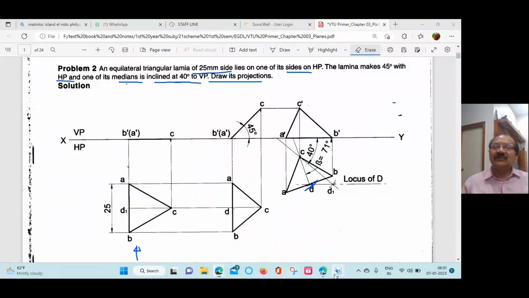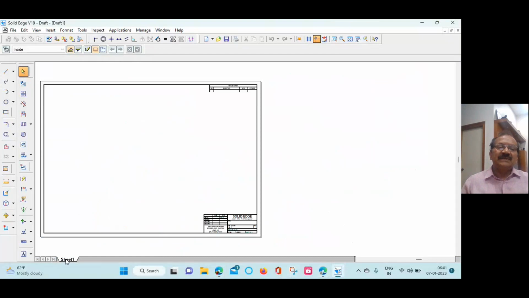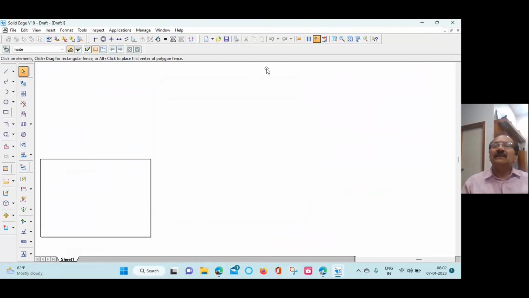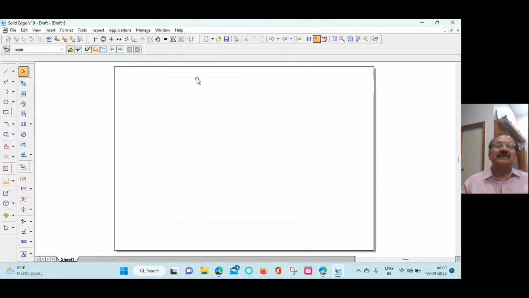Go to the Solidity software. Do the sheet setup. Go to background. Set an A4 size sheet. Remove the background. Then put the screen. Go to the line command. Select 0.13 continuous line. Draw one horizontal line here.